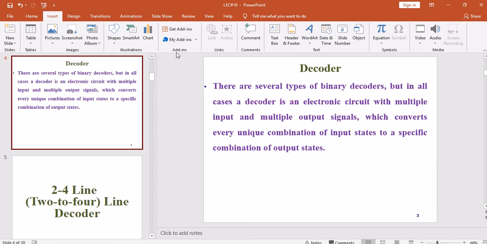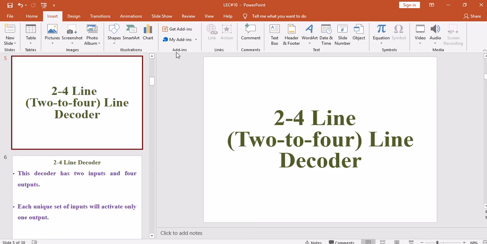Now there are several types of decoders. In all cases, a decoder is an electronic circuit with multiple inputs and multiple outputs. It converts every unique combination of input states to a specific combination of output states. Let's say for example a 2 to 4 line decoder. It means it has 2 inputs and 4 outputs.